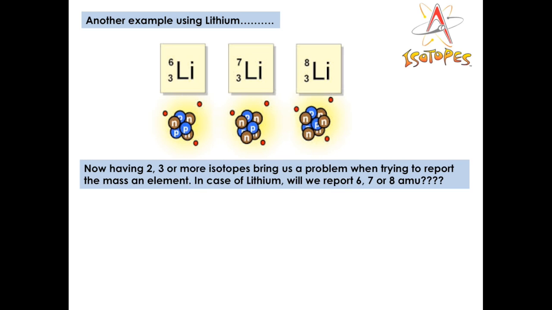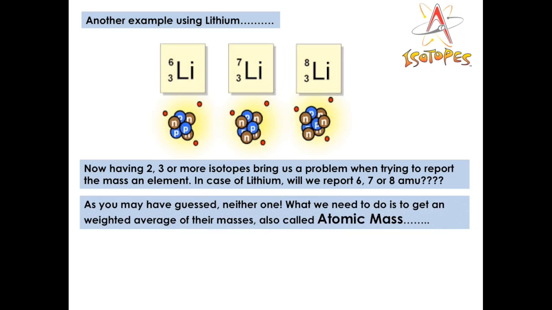Now, having 2, 3, or more isotopes brings us a problem when trying to report the mass of an element. In case of lithium, will we report 6, 7, or 8 AMU? As you may have guessed, neither one. What we need to do is to get a weighted average of their masses, also called atomic mass.